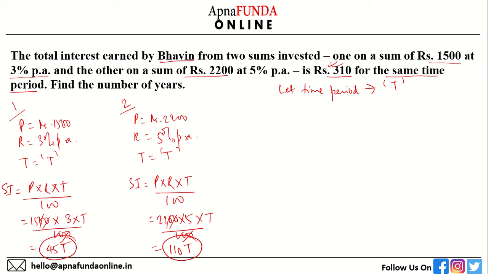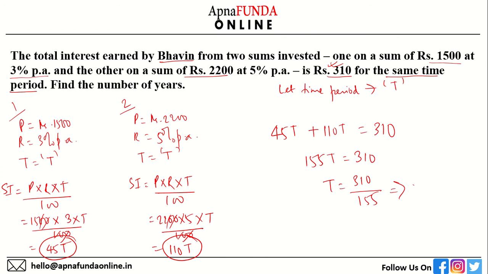So what is given to us is that both these interests together are equal to 310. So the simple interest on the first sum and the simple interest on the second sum is equal to 310. So this is equal to 155T equal to 310. So T is equal to 310 divided by 155. This will be equal to 2 years. This is my answer. We were asked to find the number of years, that is to calculate the time period. Our time period is 2 years.